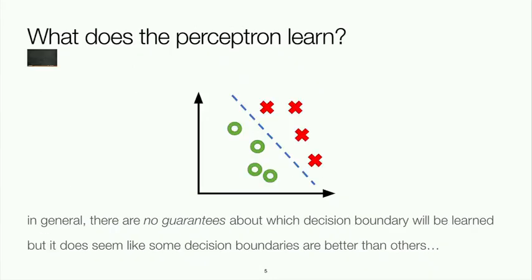So then one question that we can ask is, what does the perceptron learn? This algorithm takes a bunch of data, for example, these green O's and these red X's, and then it returns a theta, which represents a decision boundary, a separating hyperplane, something like this blue dotted line. And I told you that if the data are linearly separable, then it will return some theta that is correct.